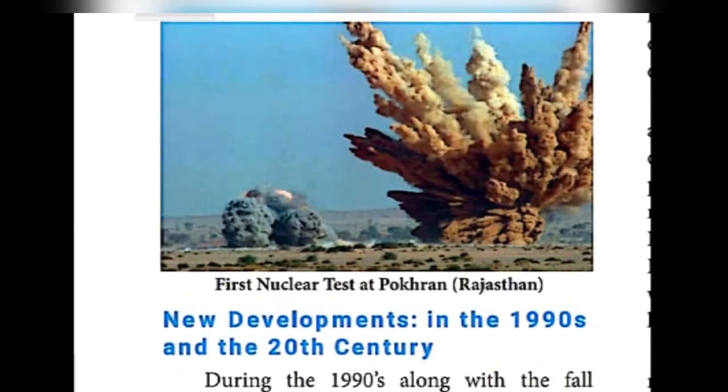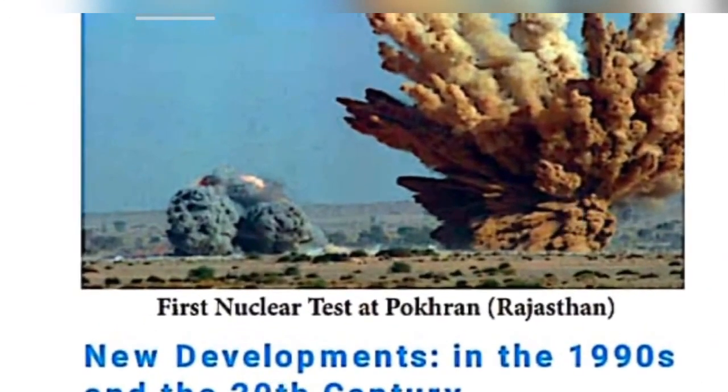The next, what is given, you can check the picture. The first nuclear test at Pokhran, in which year? Yes, it was conducted in the year 1974. Regarding this only, you watched the video. It was conducted in the Rajasthan area. Okay, so the next, what is given?